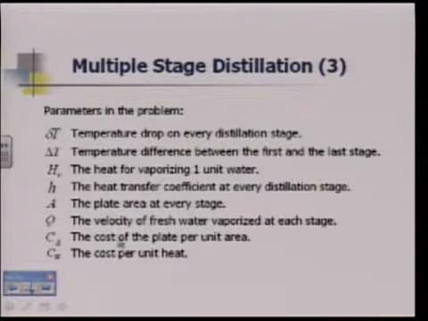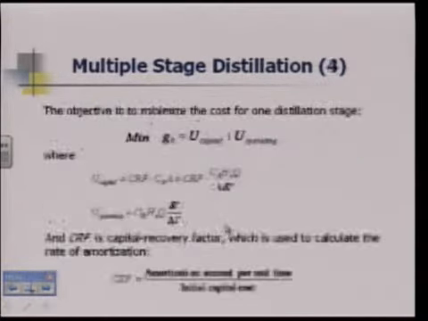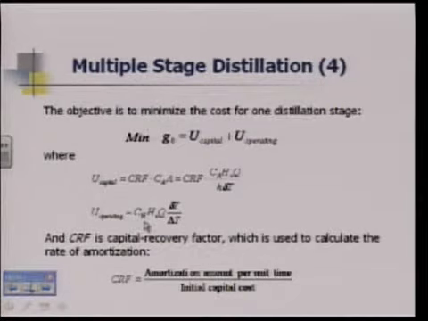You have cost per plate per unit area, and then you have the cost per unit heat, right? And then the velocity of the fresh water to vaporize in each stage. Okay, so basically, now you see this is like the product of this, and this is also the product of a bunch of other things.